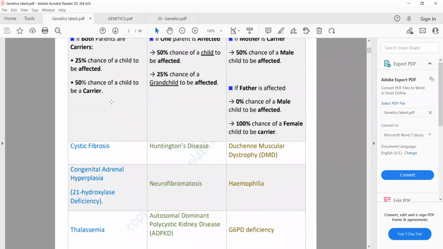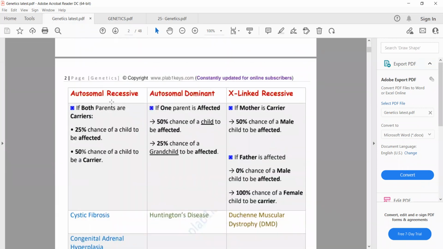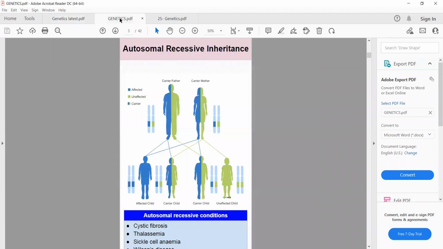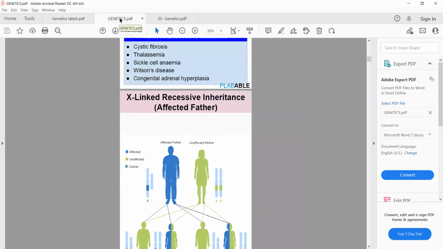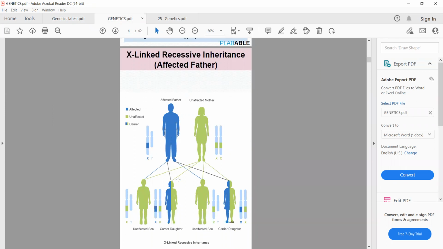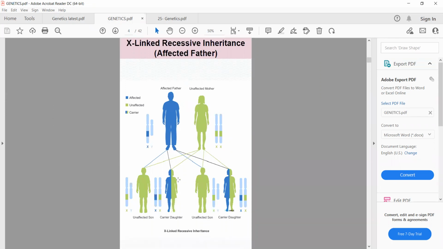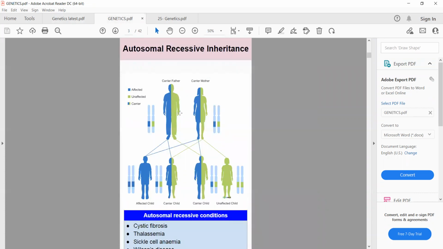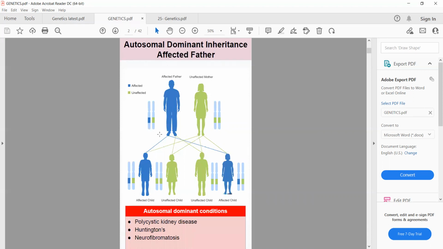Now let's talk about autosomal dominant inheritance. Autosomal dominant inheritance is if one parent is affected, either mother is affected or father is affected, what will happen? Because only one gene is required to cause the disease. So the father is affected. If the father is affected, one of his sons will get this affected gene and one of his daughters will get this affected gene.